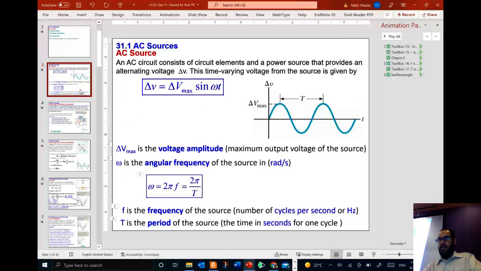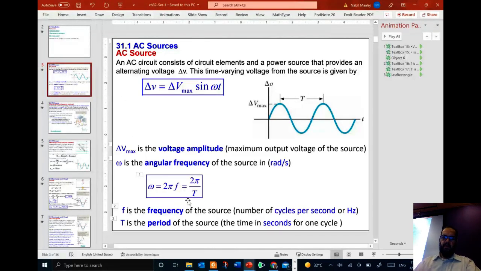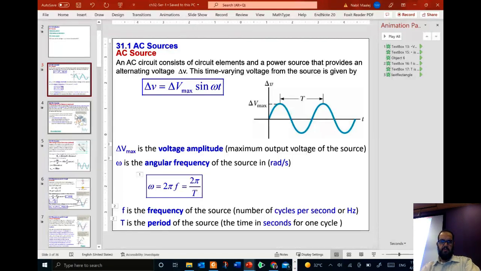So we said if we have an alternating AC source, we can model it with delta V, which is delta V max sine omega t. So it's a sine function, with a positive part of the cycle and a negative part of the cycle. We define omega as 2 pi f. This is the angular frequency in radians per second. The frequency is in hertz, or per second, and the frequency is 1 over the period T.